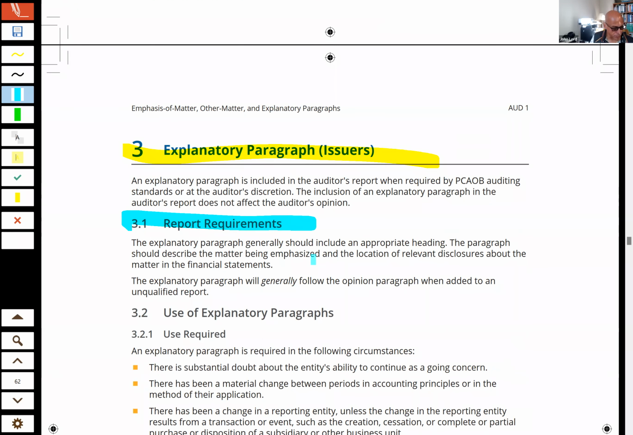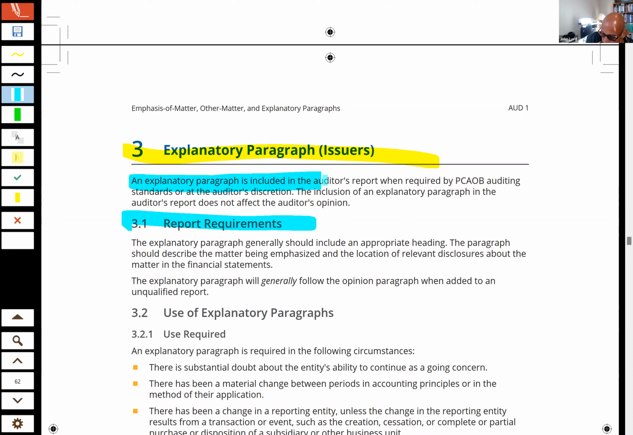Okay, and let's go ahead and start to take a look at how that's going to work. Remember, we memorized the unqualified opinion. If we're talking about issuers, we memorized that, but now we're going to see what happens if I have one of these required explanatory paragraphs. Let's just go ahead and take a look.